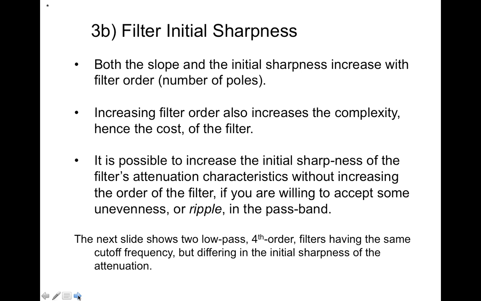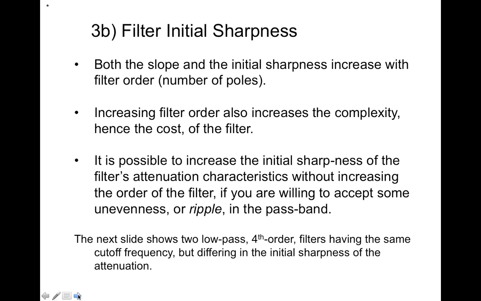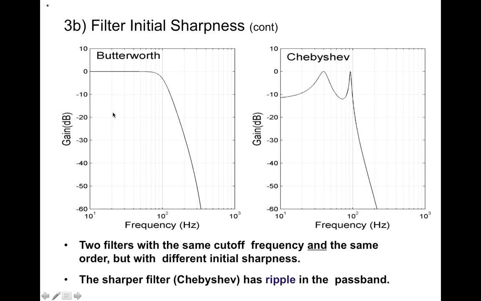So the initial sharpness, let's go back here. Initial sharpness is referring to right at cutoff, what does the slope look like? If you increase your filter order, you increase the sharpness, and that also increases the complexity and thereby the cost of the filter, so that would be the disadvantage. It is possible to increase that initial sharpness without increasing the filter order if you're willing to accept some trade-offs. And those trade-offs are you tend to get ripple or uneven behavior in the passband. So let's look at an example of that.